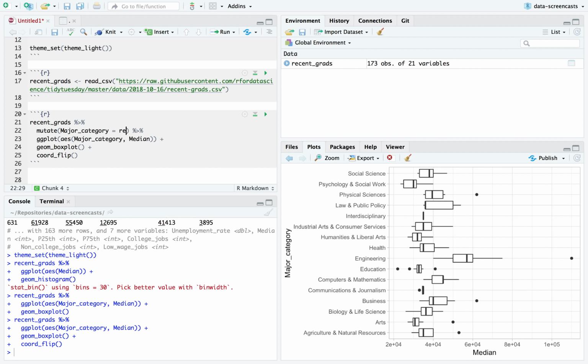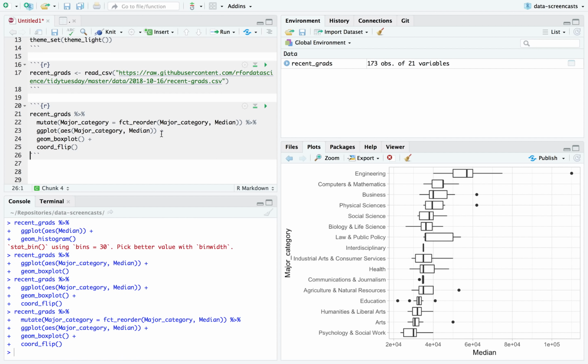And I'm going to do one other trick to tidy this up. I'm going to reorder the major category by the median column. So I'm going to sort it so we get to easily see the ordering of majors from lowest earning to highest earning. So notice I was using major category. There are 173 majors. I can't necessarily show them all in one graph, but I can definitely look by category.